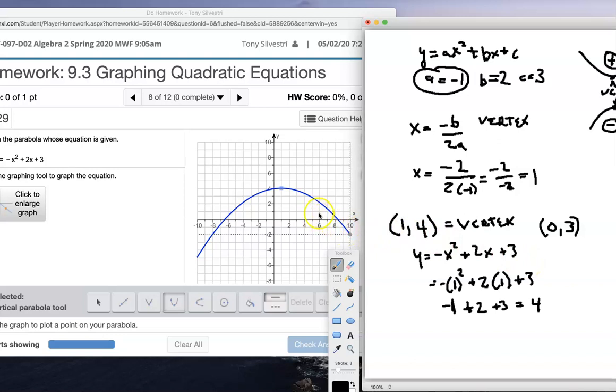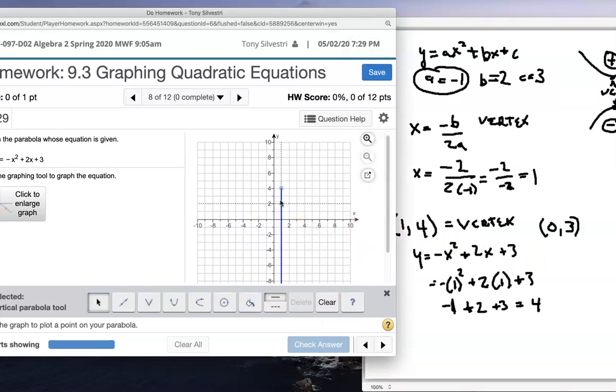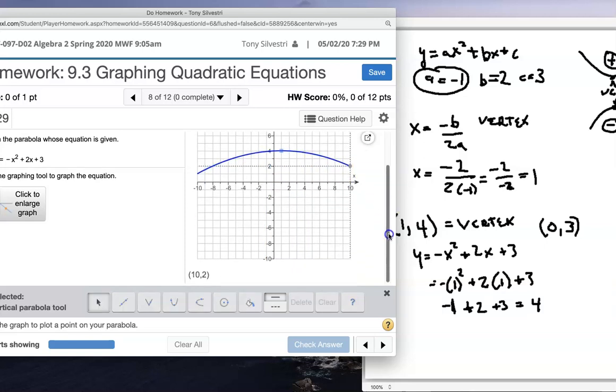Oh, I think I screwed something up here. Okay, no, I didn't. It's still latched on to that point, 0, 3. And I believe it even helps you. See, on the bottom of the graph, they help you with the actual location of the point. So remember 1, 4. You can't get this wrong. And then the second point, I picked 0, 3.